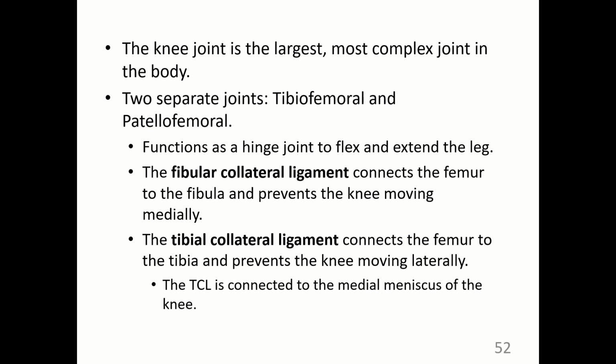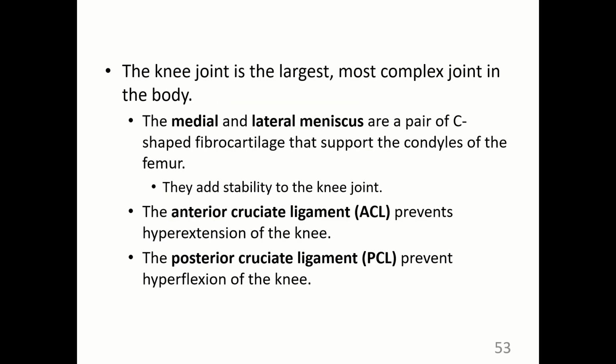Here are some important features of the knee joint. The fibular collateral ligament connects the femur to the fibula and prevents the knee from moving medially. The tibial collateral ligament connects the femur to the tibia and prevents the knee from moving laterally. This holds the knee in place in anatomic position. The medial and lateral meniscus are a pair of C-shaped fibrocartilage that support the condyles of the femur. They add stability to the knee joint.